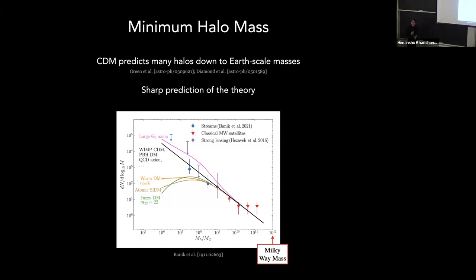Mm-hmm. So when you mentioned the fuzzy dark matter, do you mean you don't include the self-interaction? And for the large CDM, not axion, is the one with the large. Yeah, I think this fuzzy dark matter model is very vanilla fuzzy dark matter.